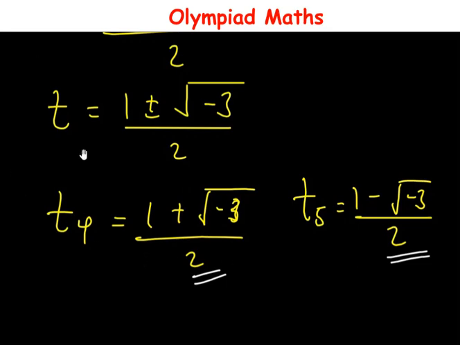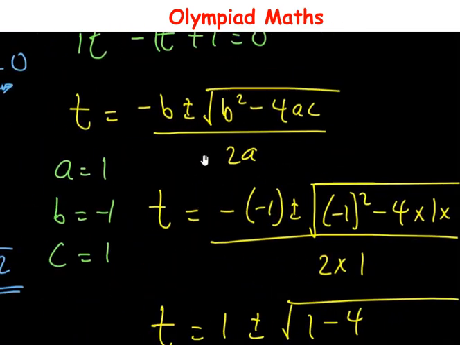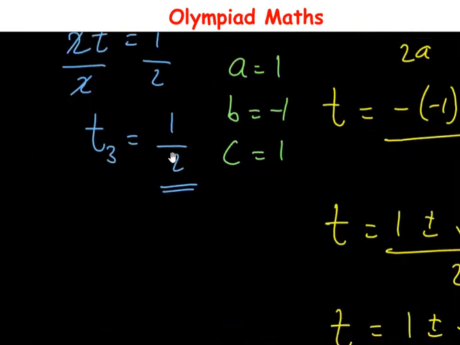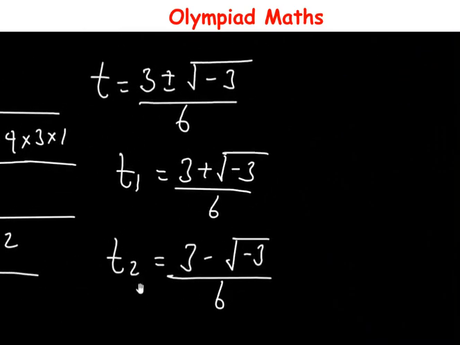So we've seen the various solutions for the value of t. This t4, this t5. The value of t3 is right here, while the value of t1 and t2 is right here. So with this, we've gotten the solutions for the value of t.